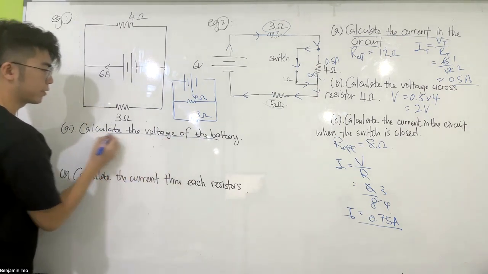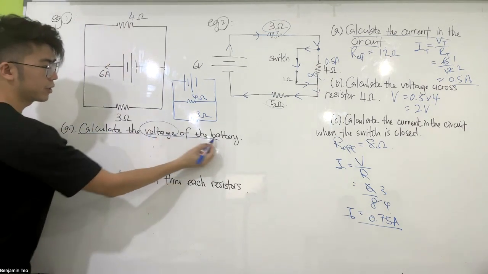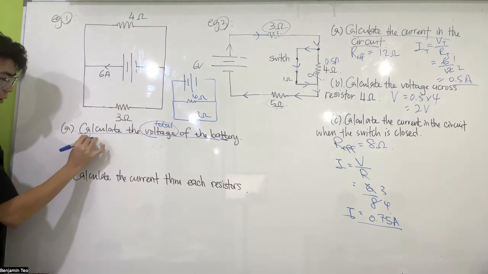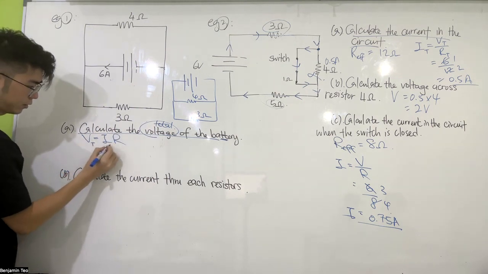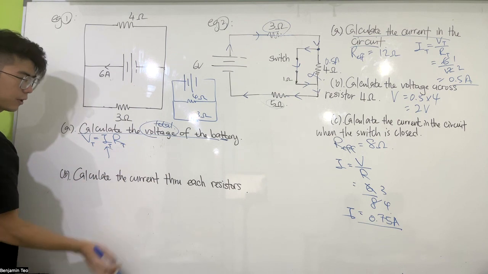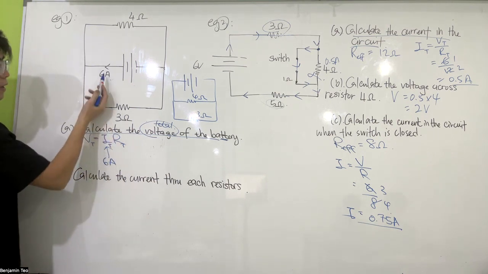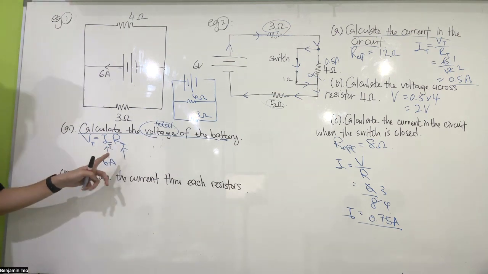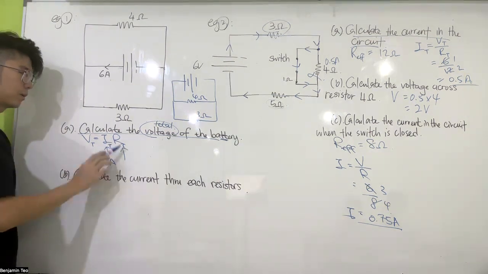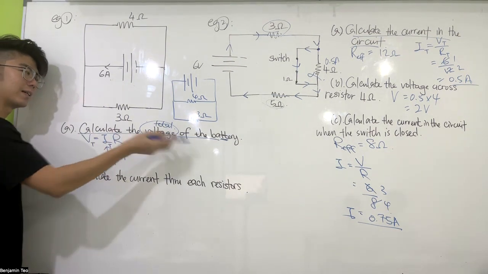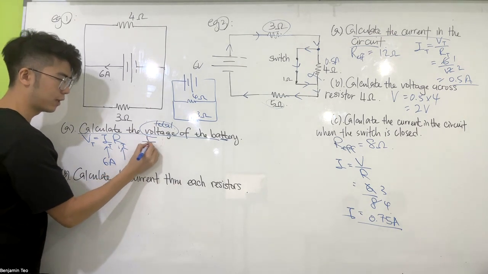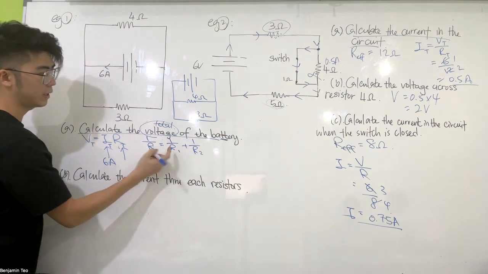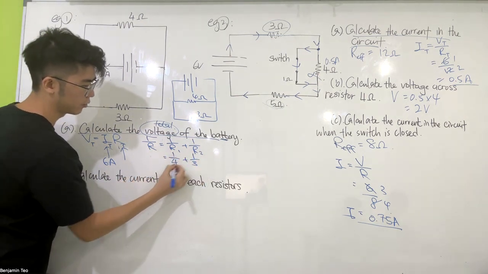Now calculate the voltage of the battery. Voltage of the battery, meaning this is the total voltage. You want to find the total voltage, right? V equals IR. For the total, you first need to know the total current, which is 6 amps out of the battery, always the total current. Then you need to know the total resistance. How do you find this? Obviously you cannot find it from the same equation. You're going to need another equation, right? 1 over R equals 1 over R1 plus 1 over R2. 1 over 4, 1 over 3.